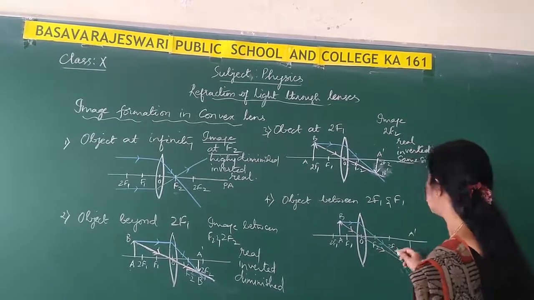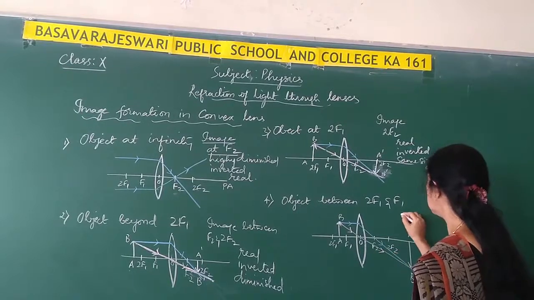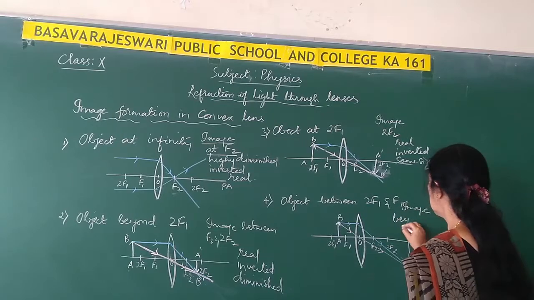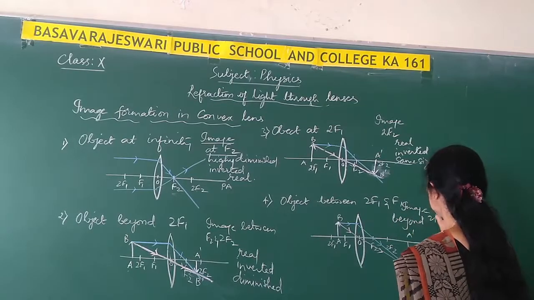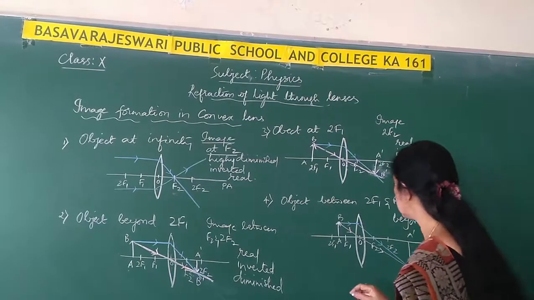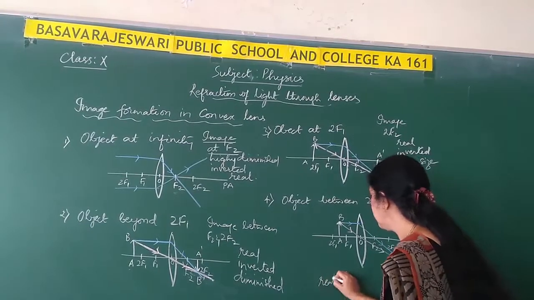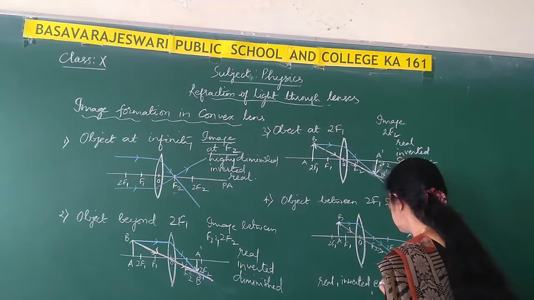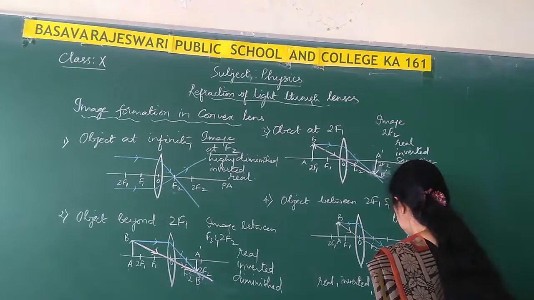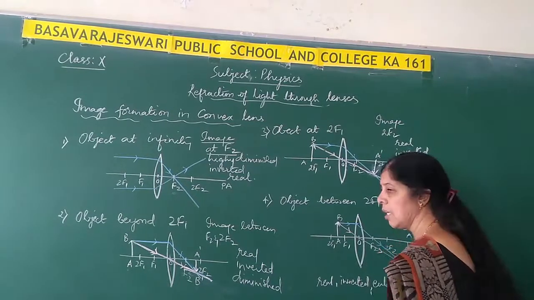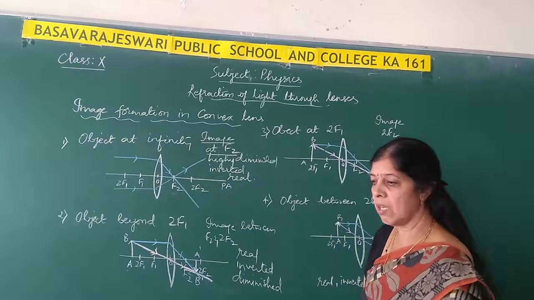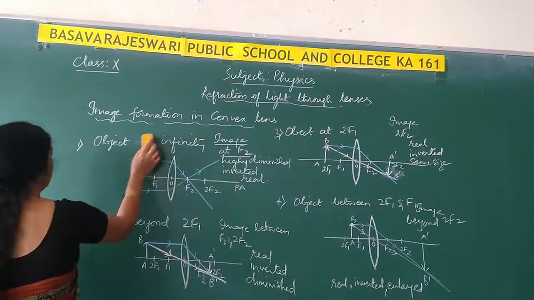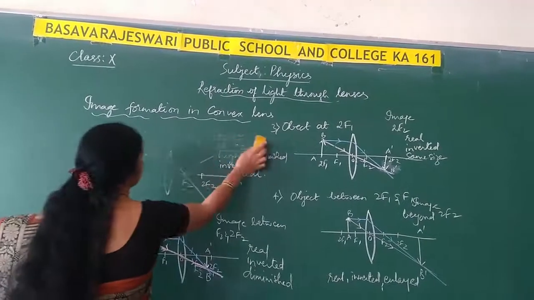So where will the image be formed? The image will be formed beyond 2F2. And what are the characteristics of the image? It is real, inverted and enlarged. Or you can write magnified also. Real, inverted, enlarged or magnified. Okay, so next we shall consider the fifth case.